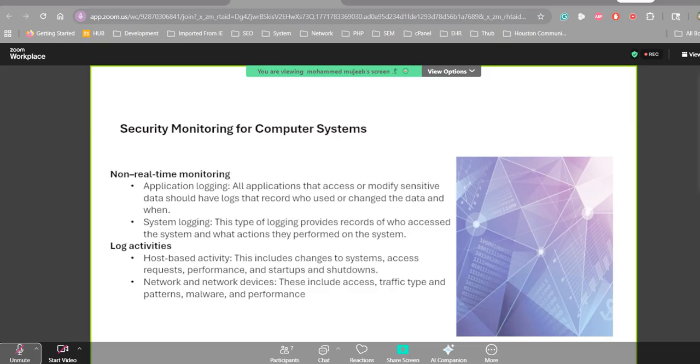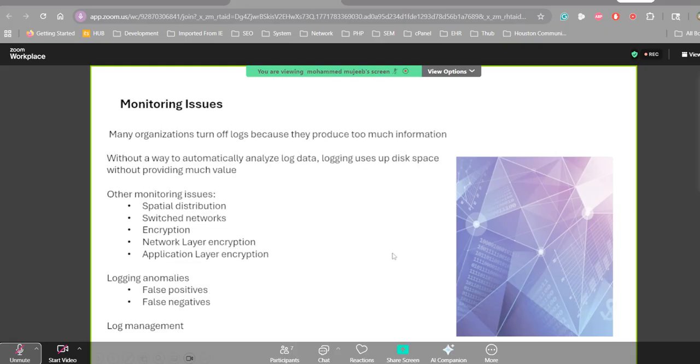Log activities: host-based activities include changes to the systems, request performance, and startups and shutdowns. These are host-based activities, your server startup, shutdown, any changes in your server and all that. Network and device logs include accesses, traffic type and patterns, malware, and performance. These are the logs we put in non-real-time logging in your SIEM systems.